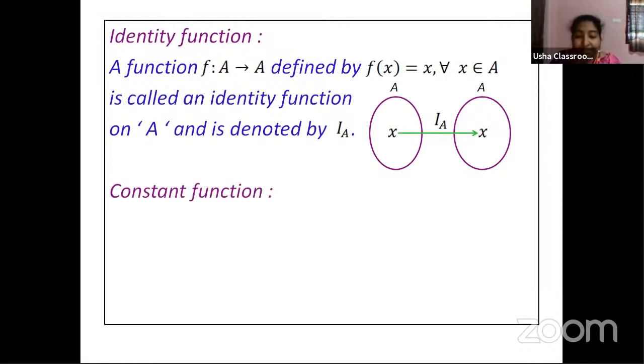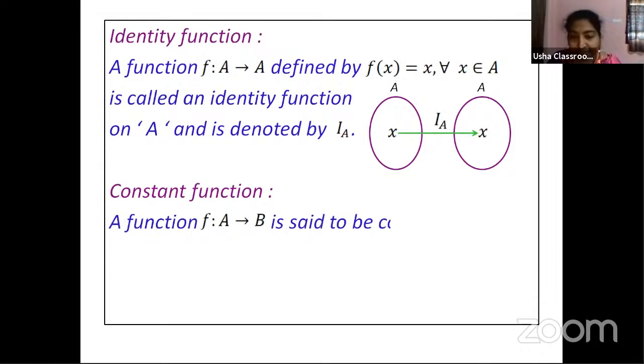Then the constant function. Constant, the word itself says that it is something related to a constant. Okay, let us look into this. A function f mapping A to B is said to be a constant function if f of x is equal to C for all x belonging to A. That means whatever value you substitute in the place of x, you will get the same answer, C.